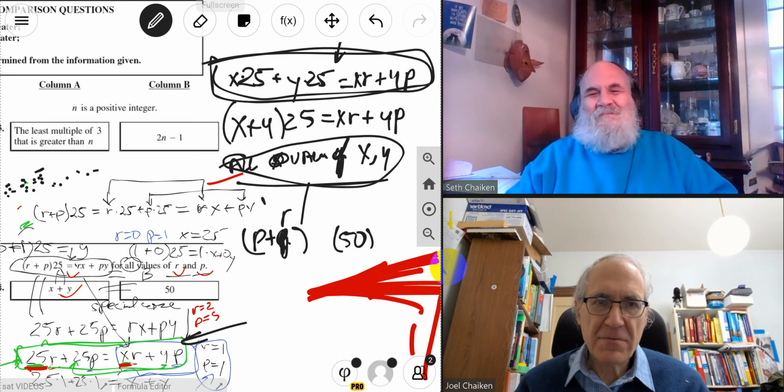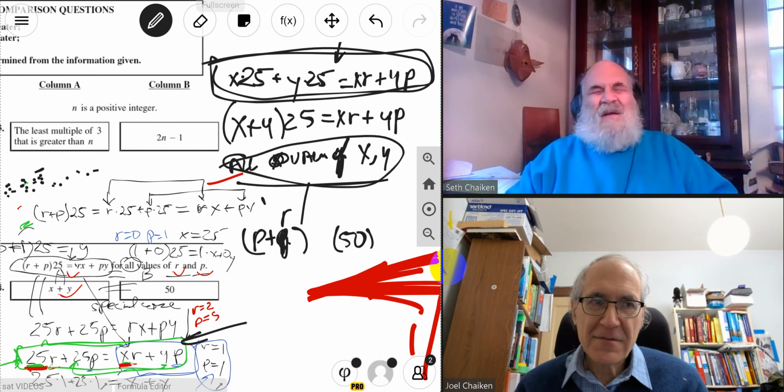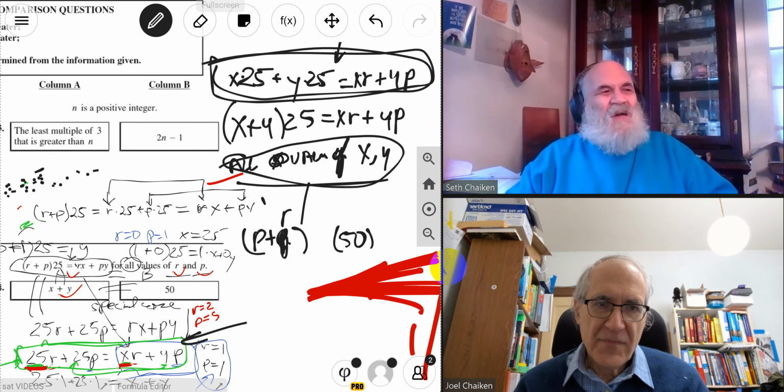So would it have said for any value of P and R? No, it doesn't matter. It's the concept that seems to be right. It's not really immediately natural for many people to think.